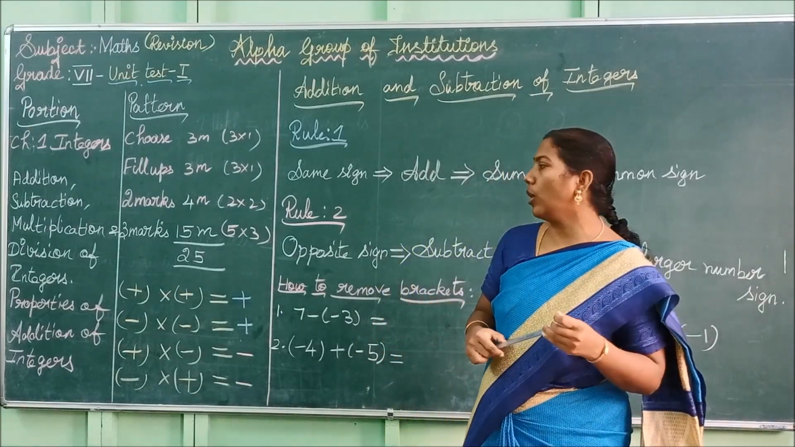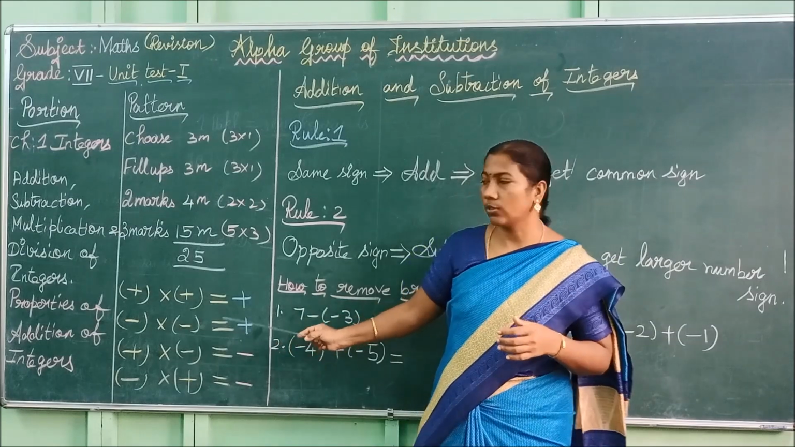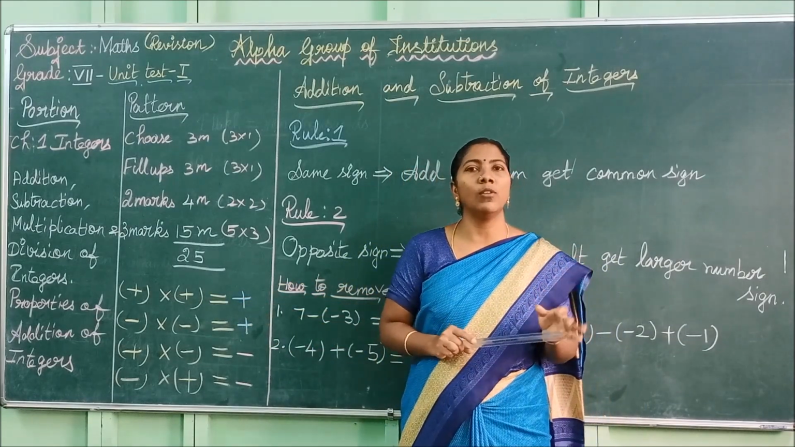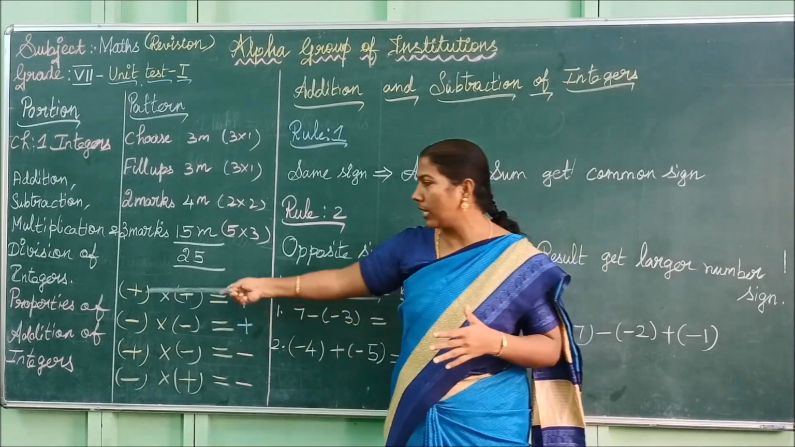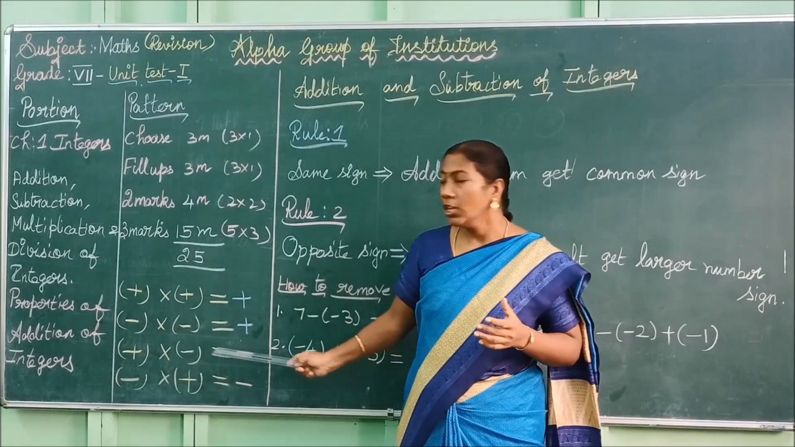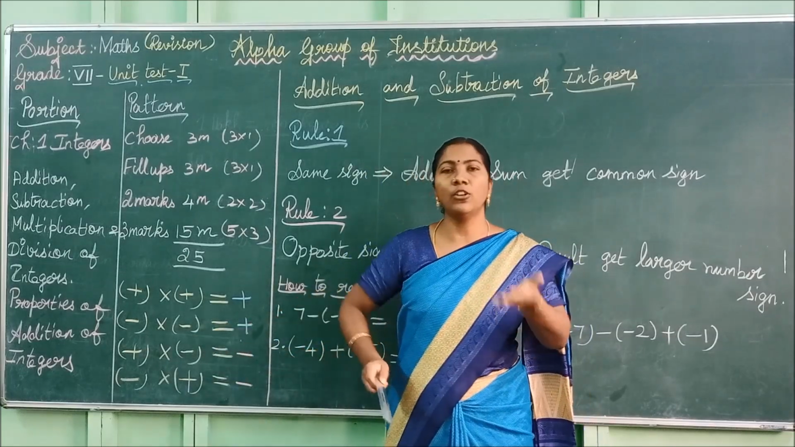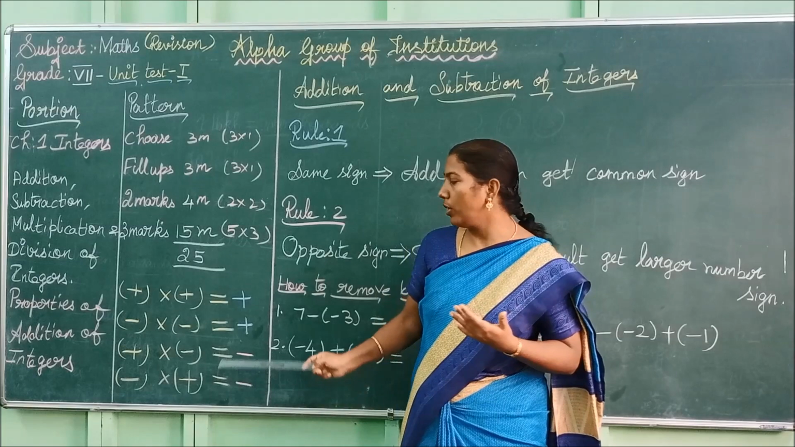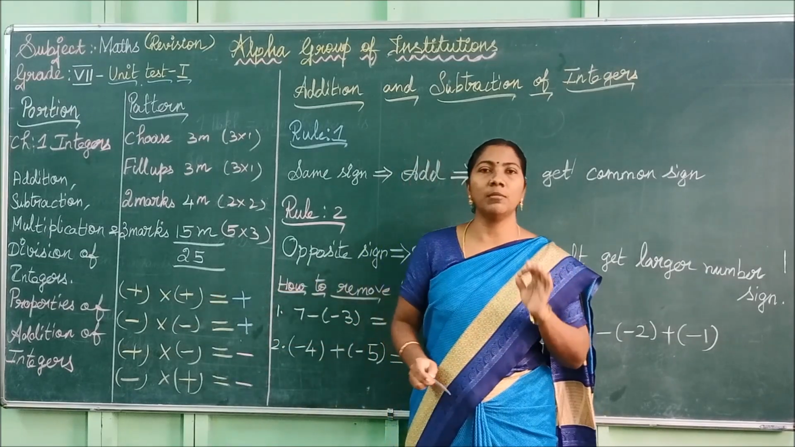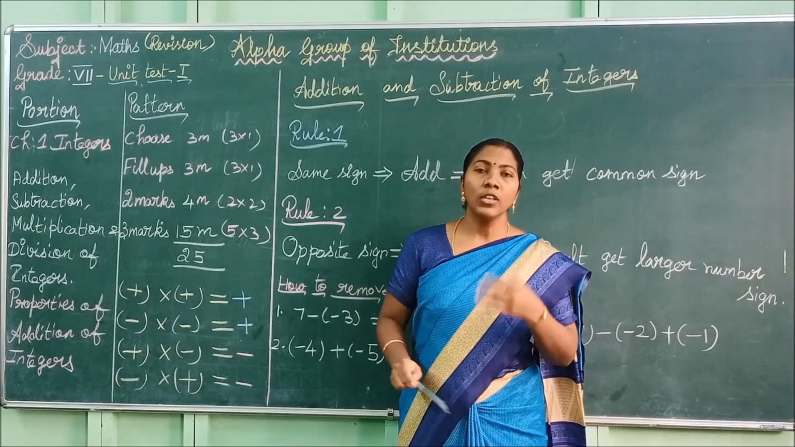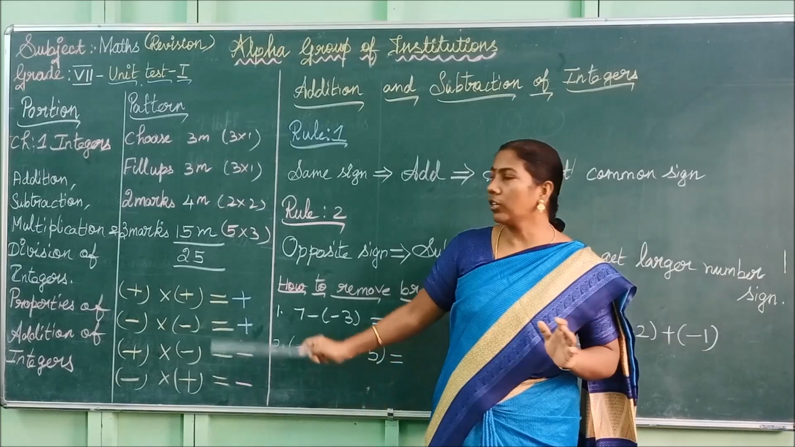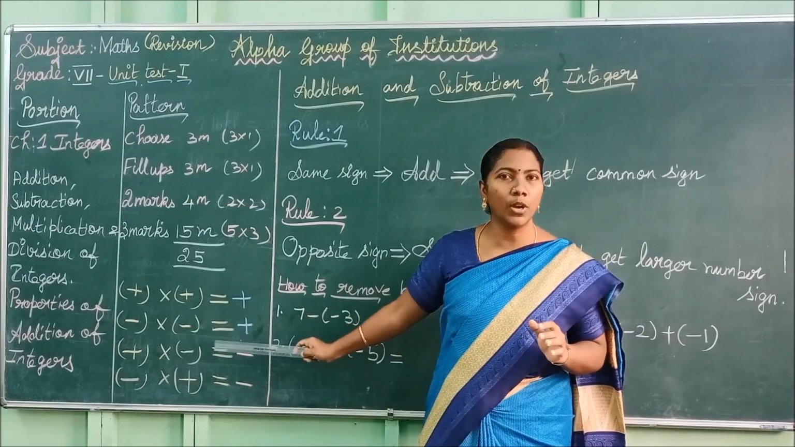Before that, you have to revise these factors. What are these? Plus into plus. If you multiply the same symbol, what do you get? You get plus only. See here: plus into plus, plus. Minus into minus, plus. If you change the symbol, meaning plus into minus or minus into plus, what is your answer? It should be negative. If you are multiplying the same sign, you get the answer as positive. If you are multiplying the opposite sign, you get the answer negative. So keep this in your mind. This is a very important formula.